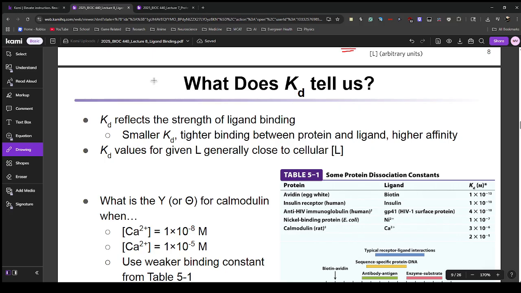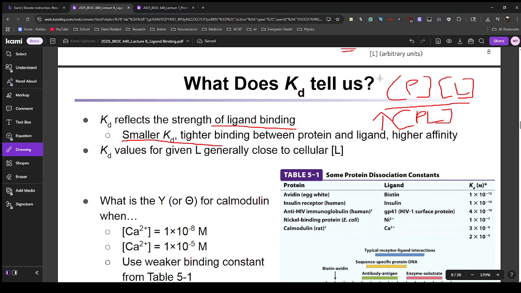What does KD tell us? Like I said before, it tells you about the strength of ligand binding. Smaller KD is better binding. That makes sense, right? The KD is the protein concentration times the ligand concentration, divided by the protein-ligand complex. If we have higher protein-ligand and lower protein and ligand separately, we know that this is the favored form, and we have a lot more protein-ligand, which makes sense that KD would be smaller. Because if the denominator is bigger than the numerator, this goes down.